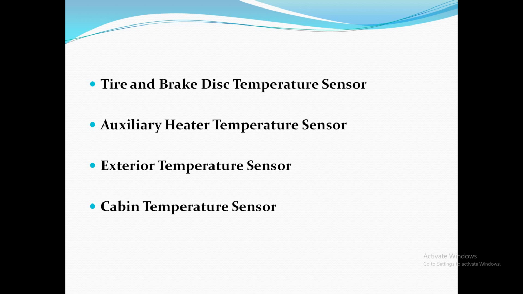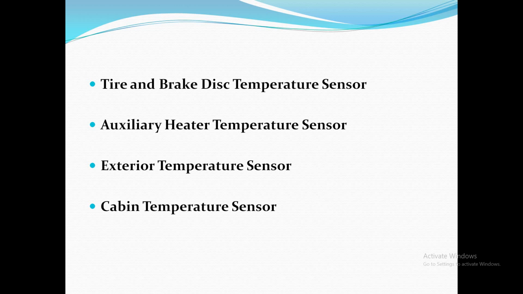Next is the exterior temperature sensor. The exterior temperature sensor allows a person inside the vehicle to know the temperature outside of the vehicle. It is often located around the front bumper area. And the last is the cabin temperature sensor. The cabin temperature sensor is usually found around or within the steering column. It measures the temperature within the vehicle, which will signal to the HVAC system to either increase or decrease the temperature to fit a desired range.